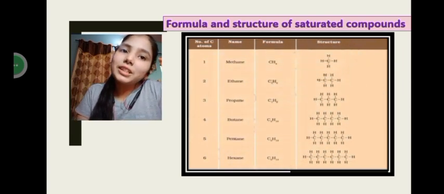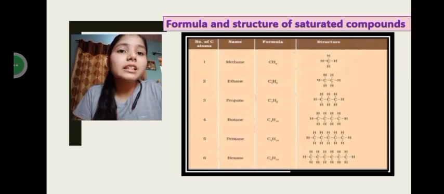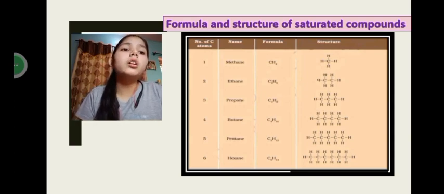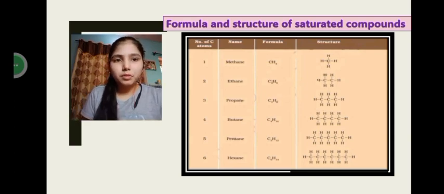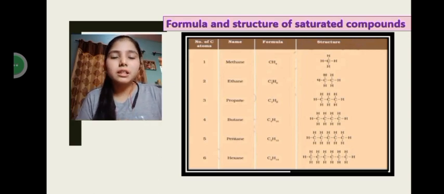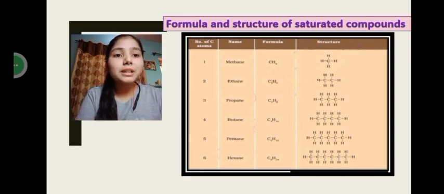So this is the whole table. It is also given in NCERT, you can refer to that, right? This is the formula and structure of saturated compounds. We are not going to skip this. We have to learn this table, actually understand it deeply, right? So first is methane, ethane, propane, butane, pentane, hexane.